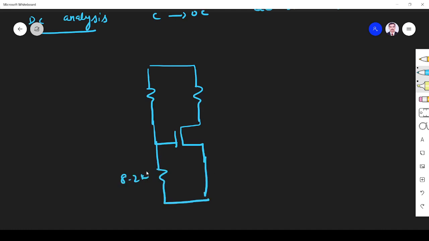This is 8.2K. This is 47K. This is 3.3K. This is 15 volt. Right? So here open. Capacitor is open. Okay, so first I find VG. VG is voltage between the gate and the ground. VG is what? So this is here I0.